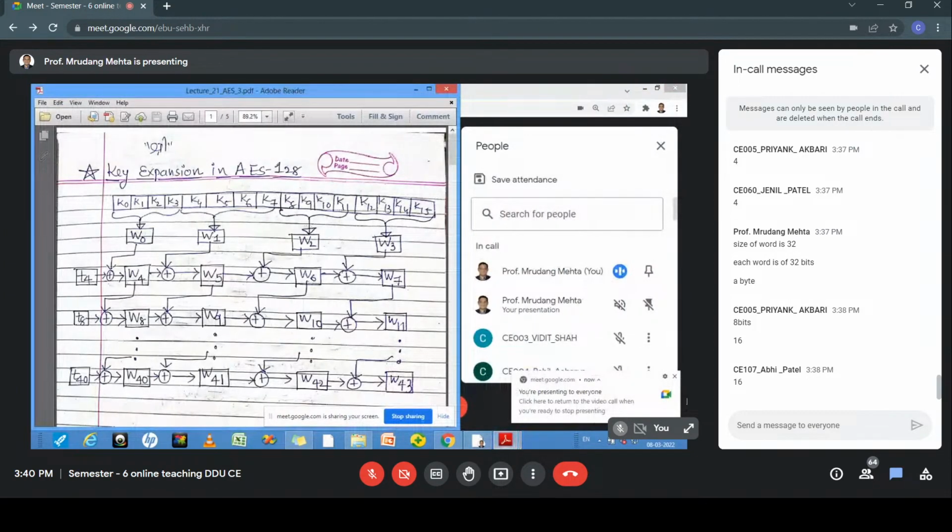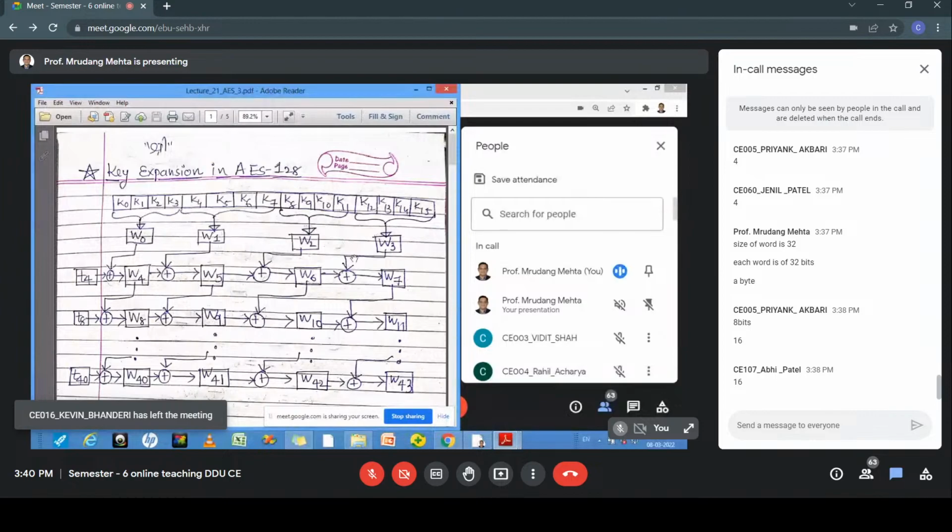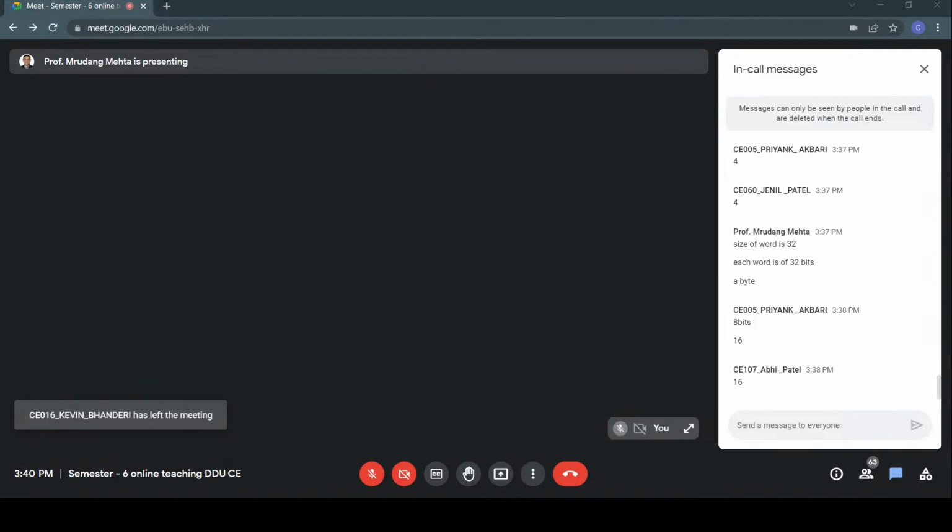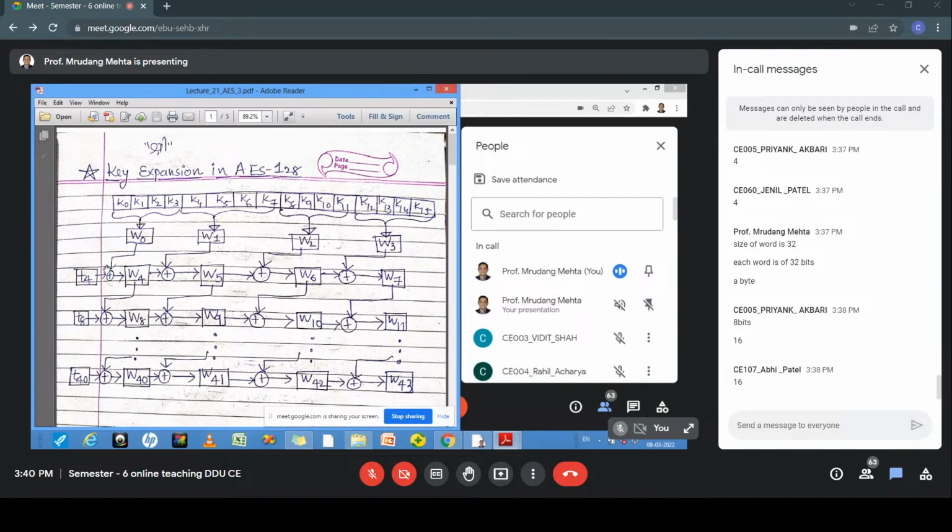Okay, understand this concept well. These 16 bytes make the first key, which is applied to the pre-round. And for the other keys, we have to generate them by this process. So I will explain this process now.